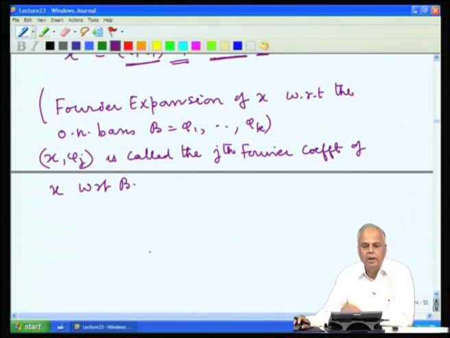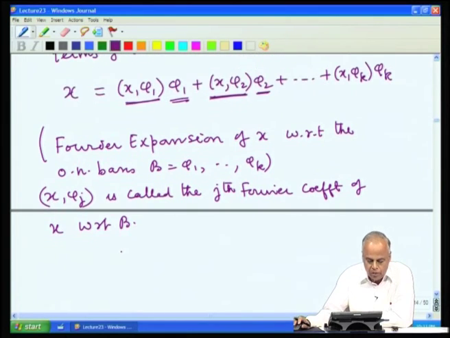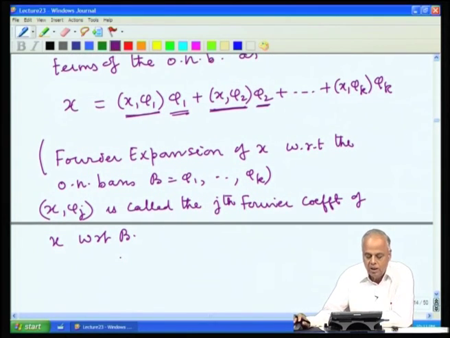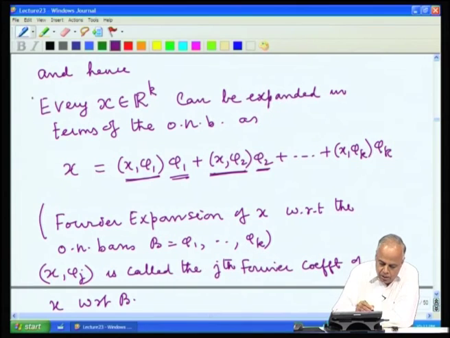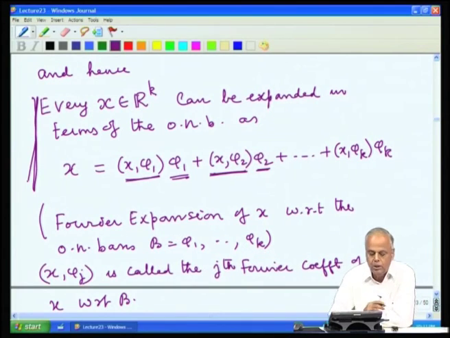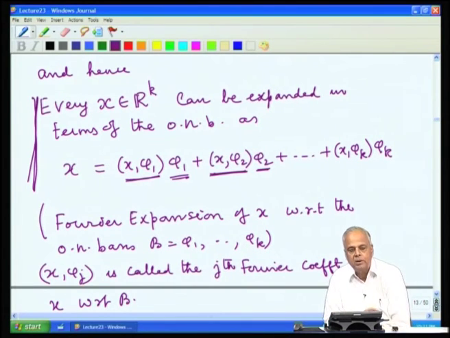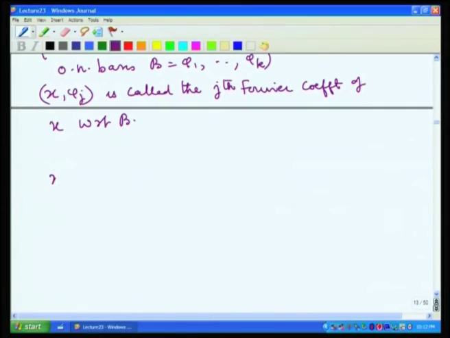We have an order here, phi 1, phi 2, phi k. So, let us treat this as an ordered orthonormal basis. Therefore, the first conclusion is that every vector can be expanded in this form. This is the first important conclusion. Once we have an orthonormal basis, every vector can be expanded in a Fourier expansion with respect to this orthonormal basis.